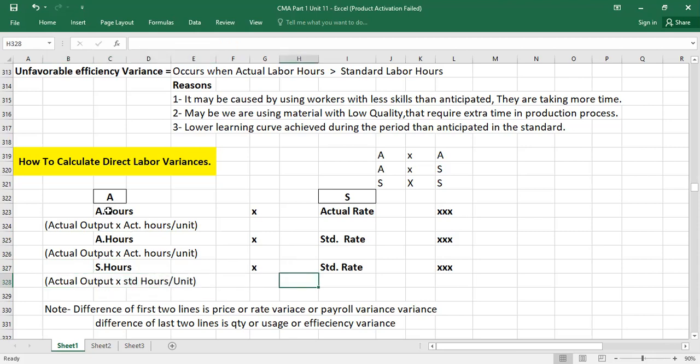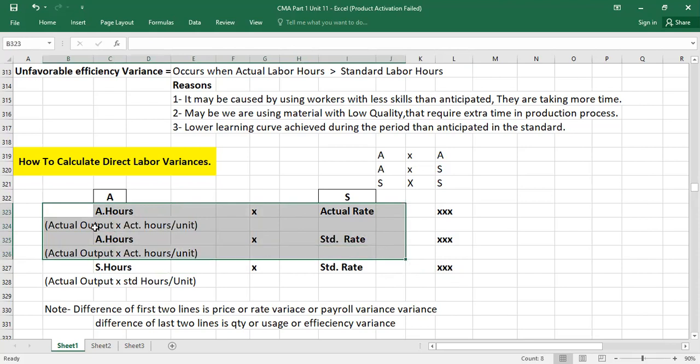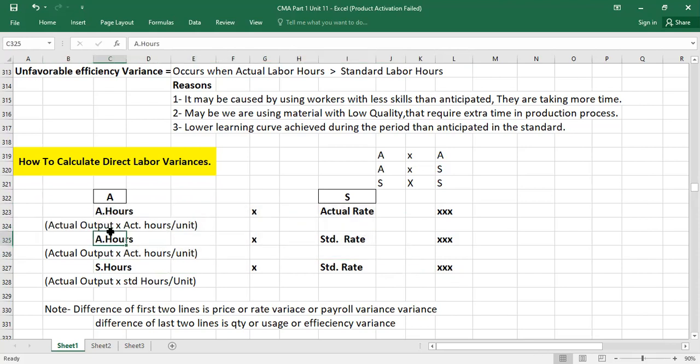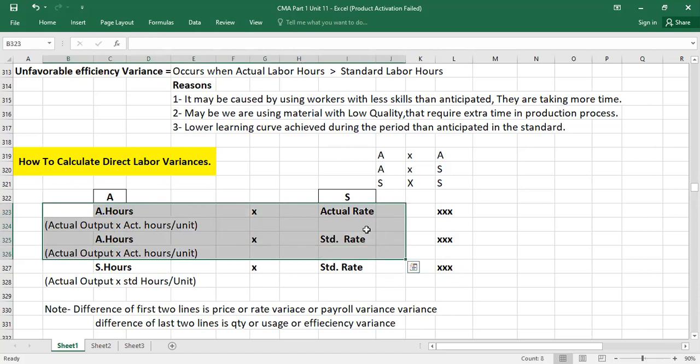Once you multiply actual hours with the actual rate, you will get one answer here. Once you multiply actual hours with the standard rate, you will get a second answer. And once you multiply standard hours by standard rate, you will get the third line answer. If you look at the first two lines, there is no difference between hours, but there is a difference between the actual rate and standard rate. That is why the difference of the first two lines is called rate variance.